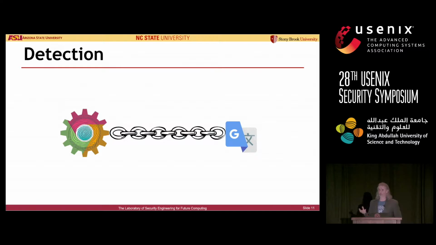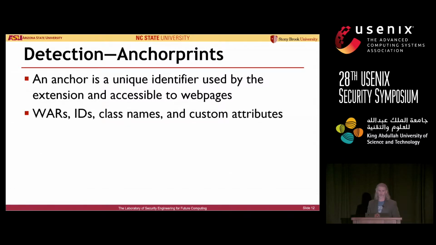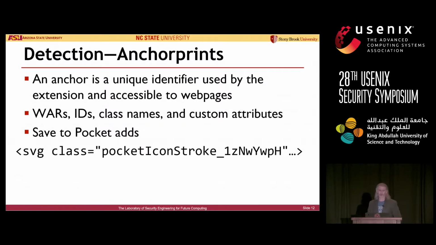Now, we came up with some terminology in the paper to talk about this, and one of those is anchor prints. Anchor prints are created because there's a unique anchor that the extension uses to tie itself to the web page so that it can access any elements it has dropped onto the page. WARs, IDs, class names, and custom attributes are all examples of this. Take, for example, Save to Pocket. In that extension, an image tag or an SVG is dropped onto the page with a specific class. And with one line of JavaScript, you can search for this class and know that the Save to Pocket app is installed on the user's machine.